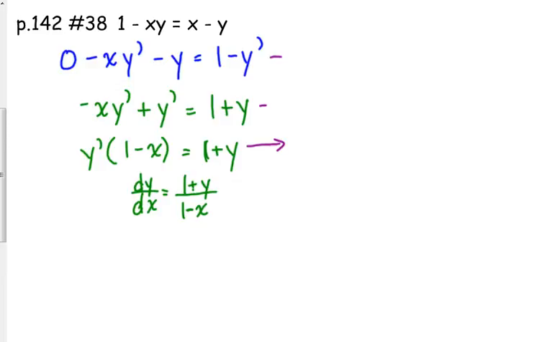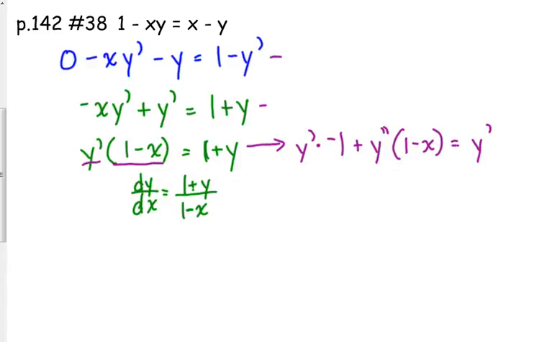Okay, so I'm going to have to use the product rule. First is y prime times the derivative of the second. The derivative of 1 minus x is simply negative 1. Plus, the derivative of the first, which is the second derivative, times the second. Okay, so that's the left side. The derivative of the right side: the derivative of 1 is 0, and the derivative of y is y prime. It's just the derivative of the derivative is the second derivative.